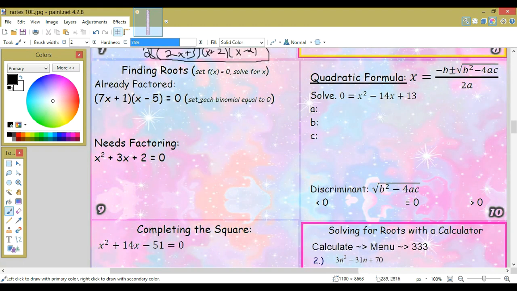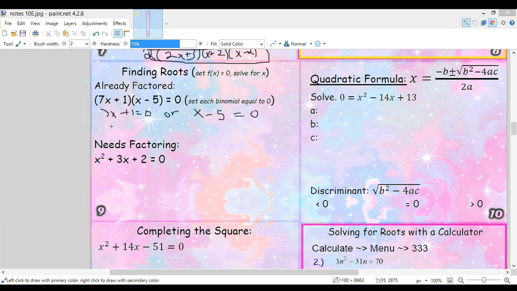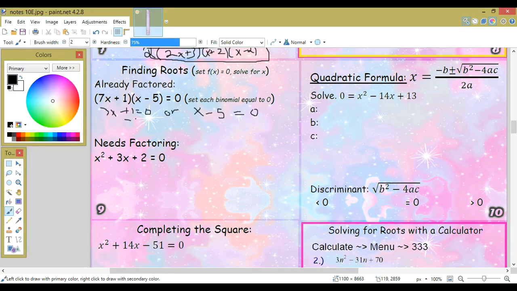Page 9, finding roots. To find the roots, you set f of x equal to 0 or y equal to 0 to solve for x. If it's already factored, you just set each binomial equal to 0 to solve for x for each. After you've written both of your equations, solve for x on each one. 7x equals -1, divide by 7. X equals -1/7. Add 5. X also could equal +5. So those are your two roots.